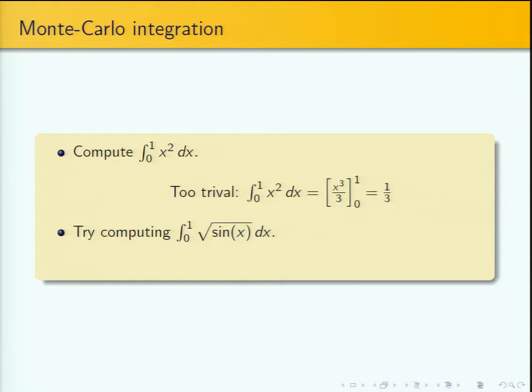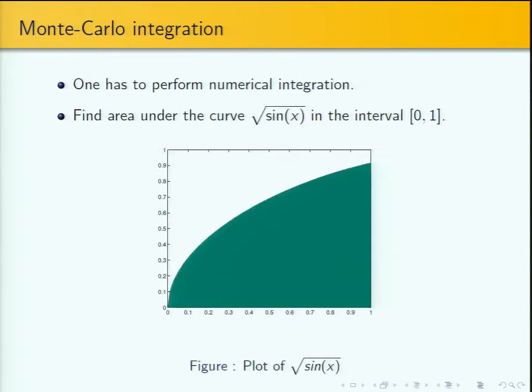Actually, it has been a very difficult problem, by the way, and it is really difficult to compute it analytically. Fine. But what is this integral, by the way? It is the area under the curve for root sin x. I have just plotted root sin x from 0 to 1, okay? And the shaded region will tell you the area. Now, can somebody tell how to do this?